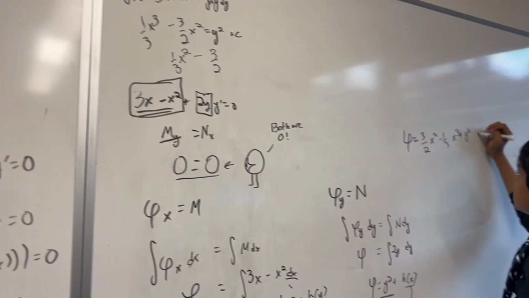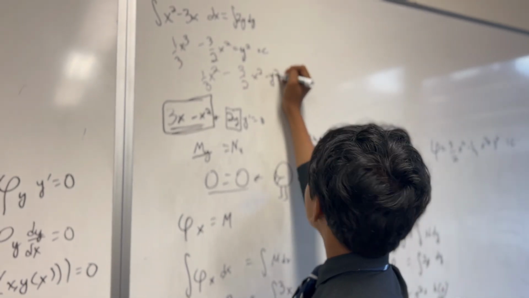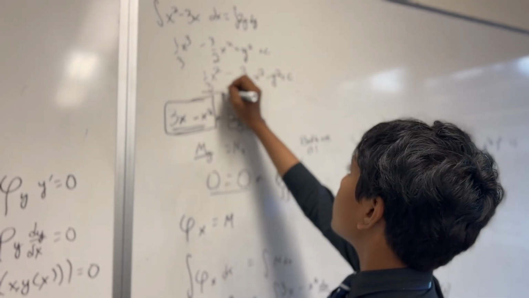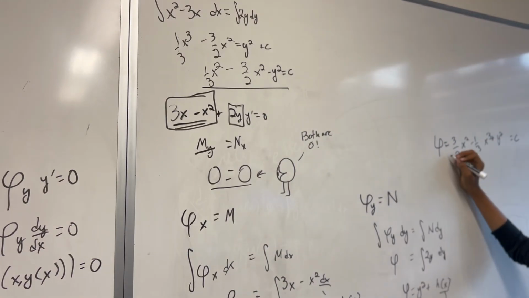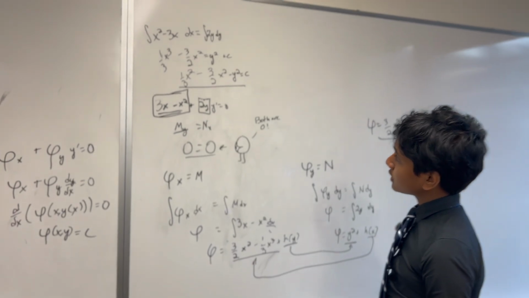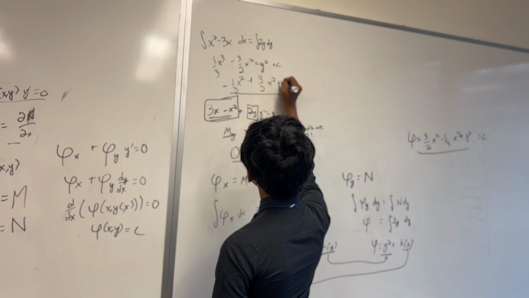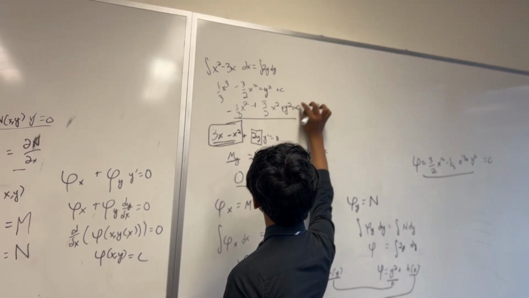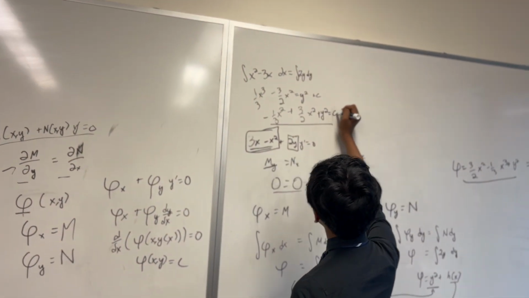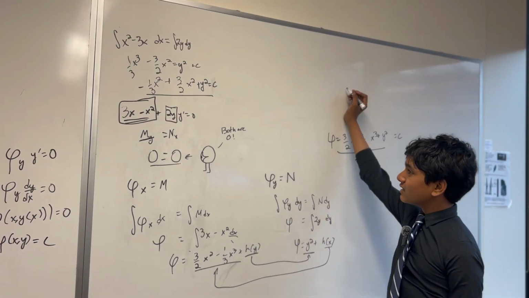And remember, since this is a constant, these two are literally the exact same. I think I made a sign error over here, but other than that, well, the sign error is nothing. Why? Because of the minus c, and this is still a constant, so we can make it just c. There we go.